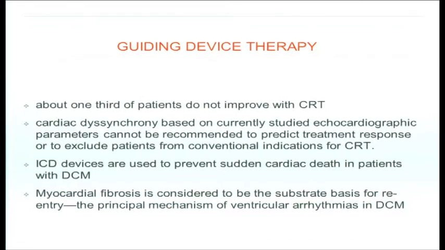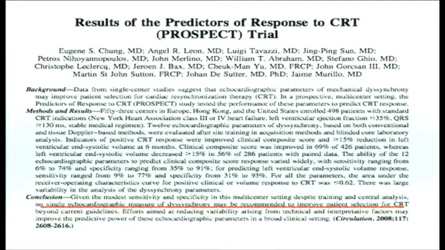Can we identify these patients by doing a different type of imaging? Small studies have shown yes, but major studies like PROSPECT have shown that there are no recommended criteria. So this one shows there's no single echocardiogram measure of dyssynchrony which can be recommended to improve patient selection before CRT.